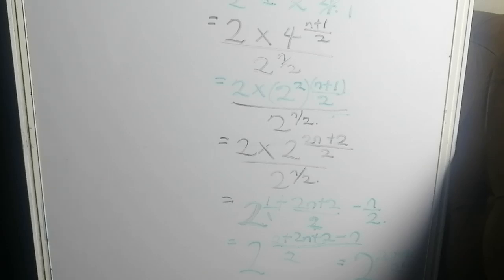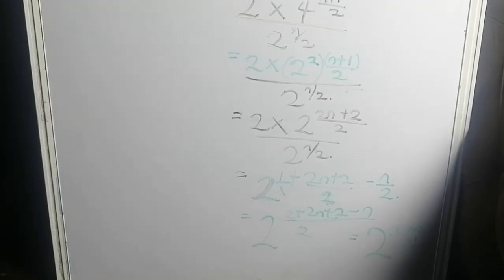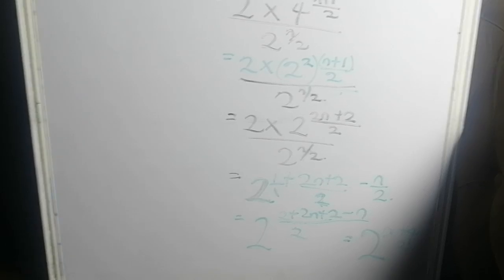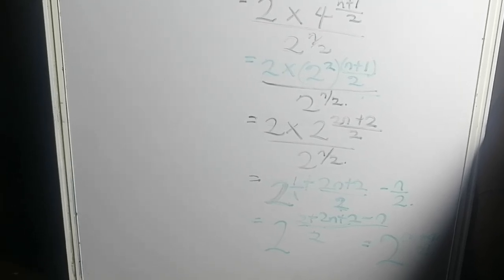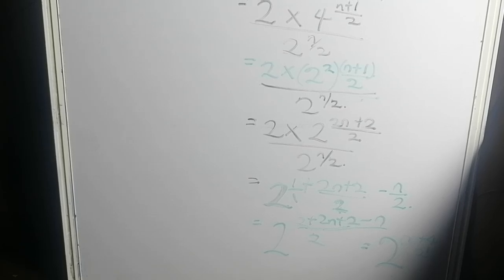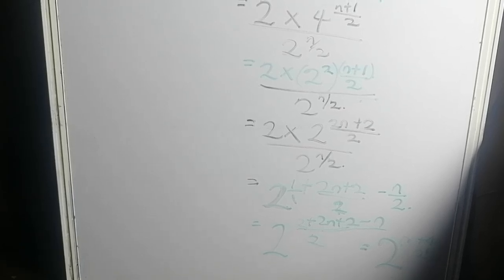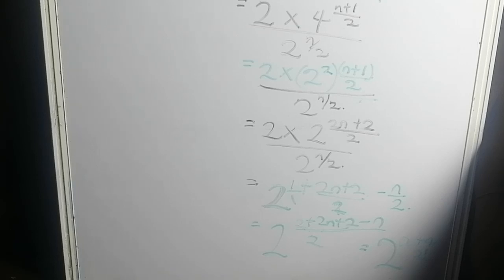So the answer is 2 raised to power n plus 4 all over 2. It's as simple as that. And it's just very, very straightforward.